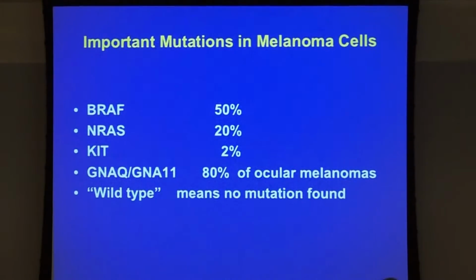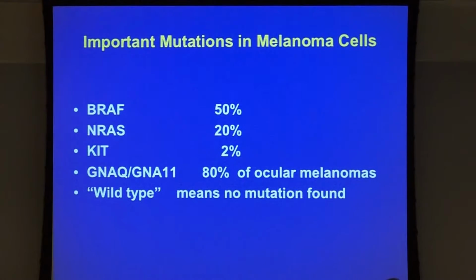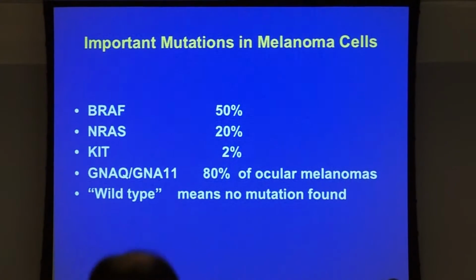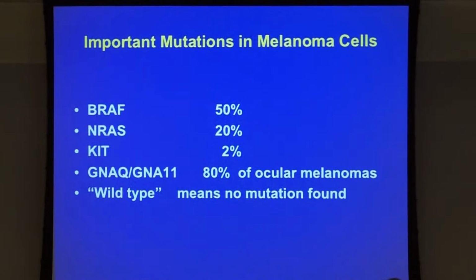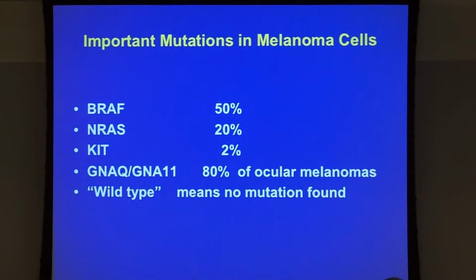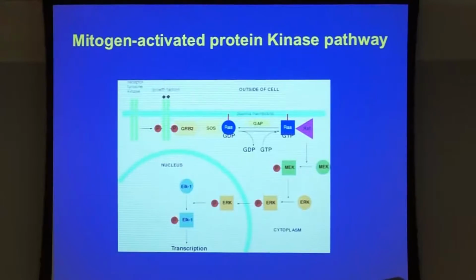But in melanoma, 50% of cutaneous melanomas have a mutation in the BRAF gene. Usually it's a V600E mutation. The NRAS gene is mutated about 20%, and KIT at about 2%. And if you see the term wild type on the report, that means the gene sequence that's discovered is the normal gene sequence. That term comes from biology, referring to what you'd find in a wild animal.